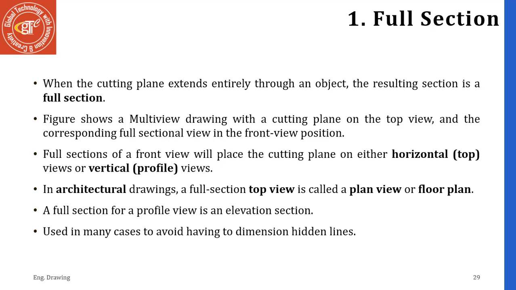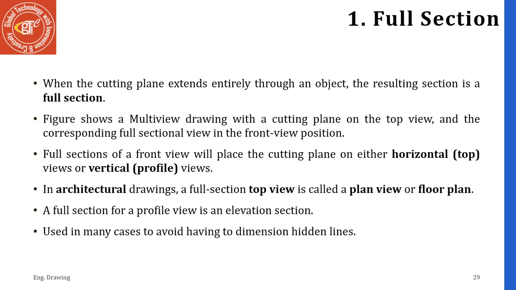When the cutting plane line extends entirely through the object, the resulting section is known as the full section view. Figures on the next slide show a multi-view drawing with a cutting plane line at the top view, and the corresponding full section view is shown in the front view position. A full section of a front view will place the cutting plane on either the horizontal top view or the vertical profile views.